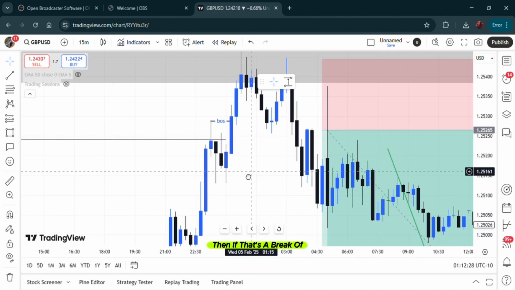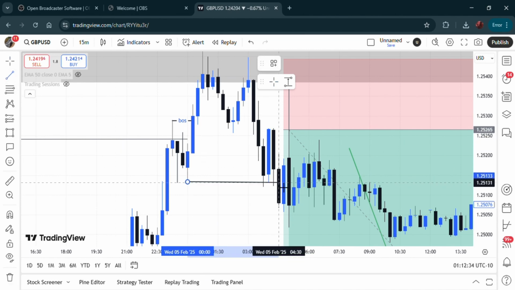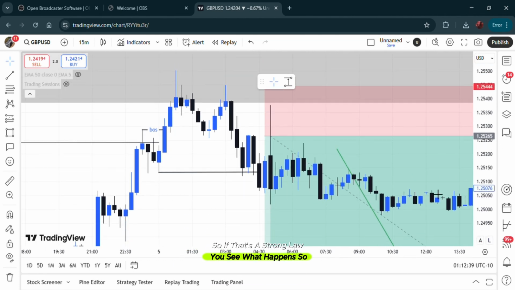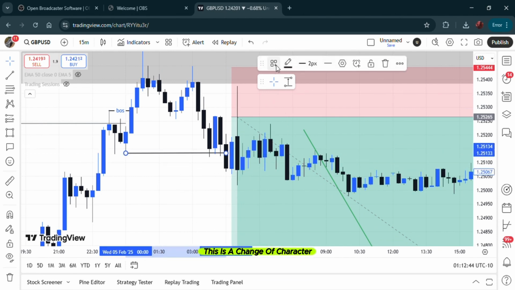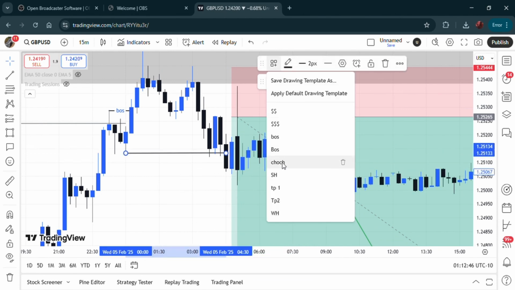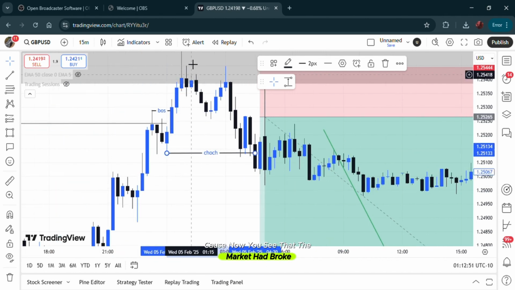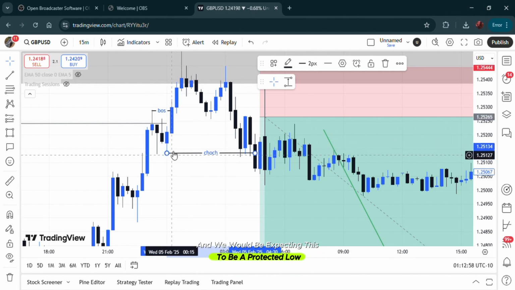Then if that's a break of structure, then we have a strong low here. So if that's a strong low, you see what happens. So this is a change of character, because now you see that the market had broken structure to the upside, and we would be expecting this to be a protected low, so price to come back and continue going up.